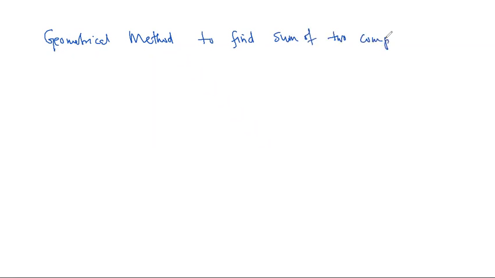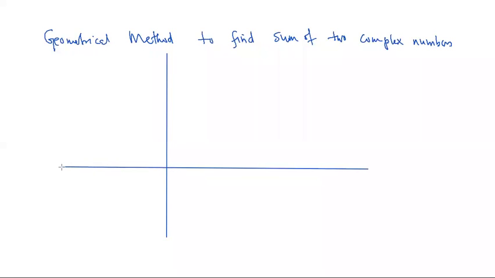Take another page. Geometrical method to find the sum of two complex numbers. What is the geometrical method to find the sum of two complex numbers? Draw the Argand diagram.